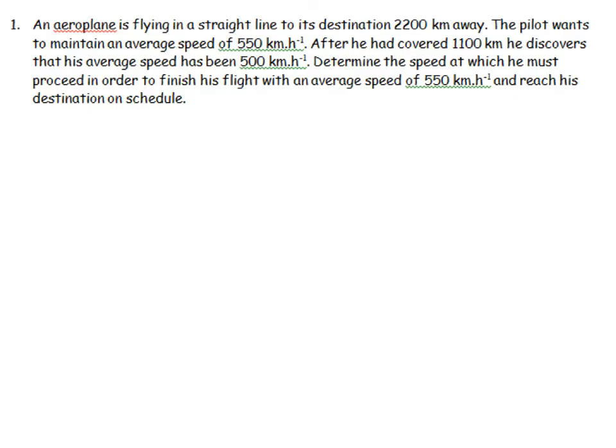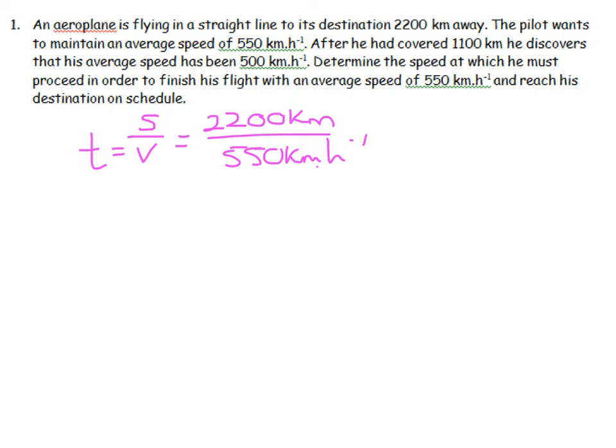An aeroplane is flying in a straight line to its destination 2,200 kilometers away. The pilot wants to maintain an average speed of 550 kilometers per hour. So let's work out how long that should take. Time is equal to displacement divided by velocity, which is going to be 2,200 kilometers divided by 550 kilometers per hour. And I find that this journey should take exactly 4 hours. This is what should happen.